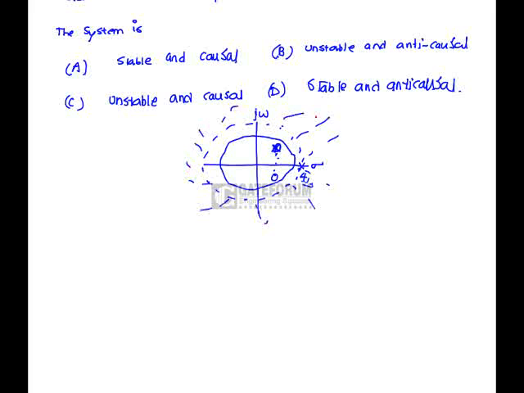This is the ROC. Hence the ROC does not include the unit circle, so it is an unstable function, but it has a right sided ROC. Hence it is a causal one. Hence option C is correct.